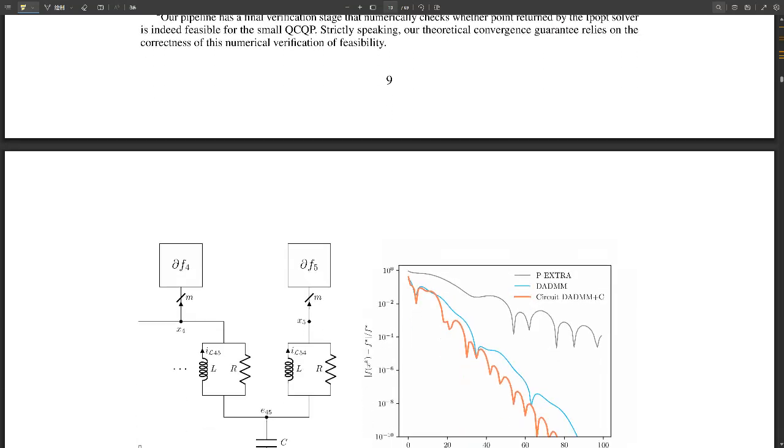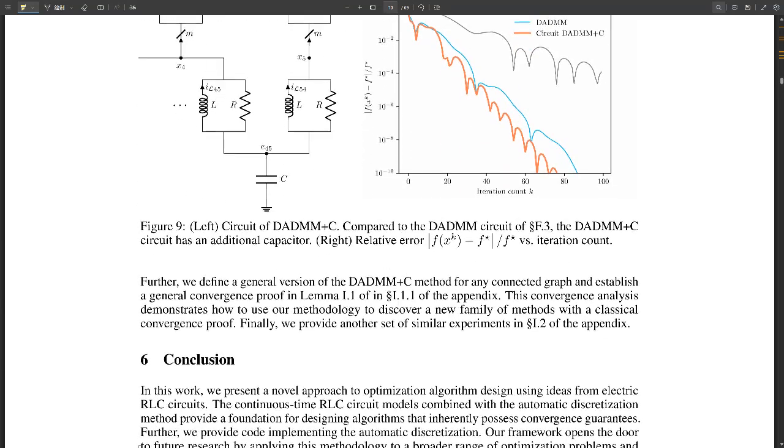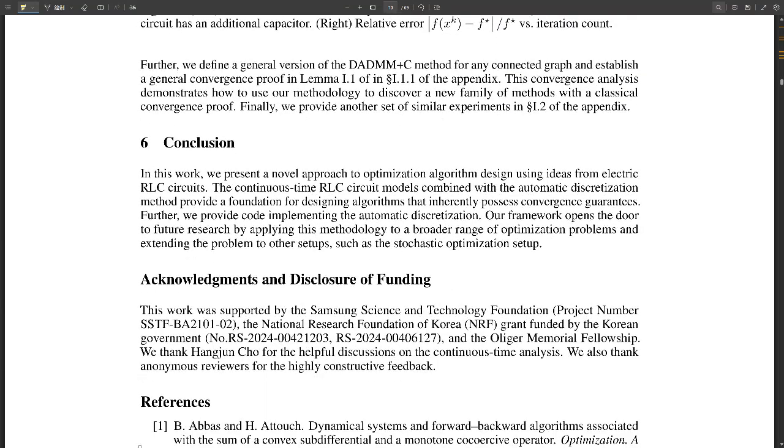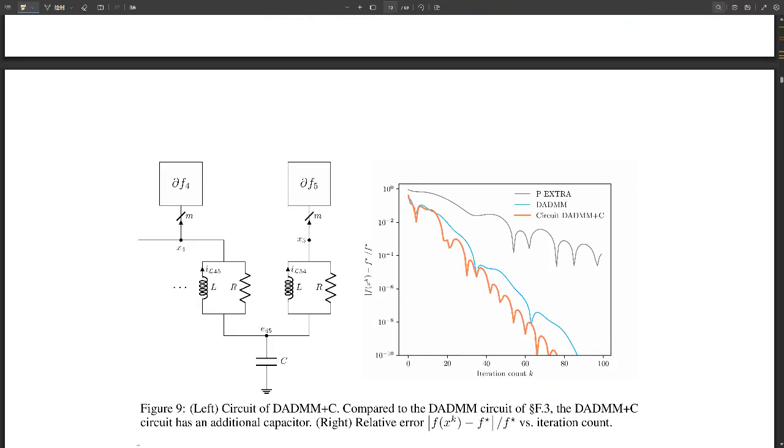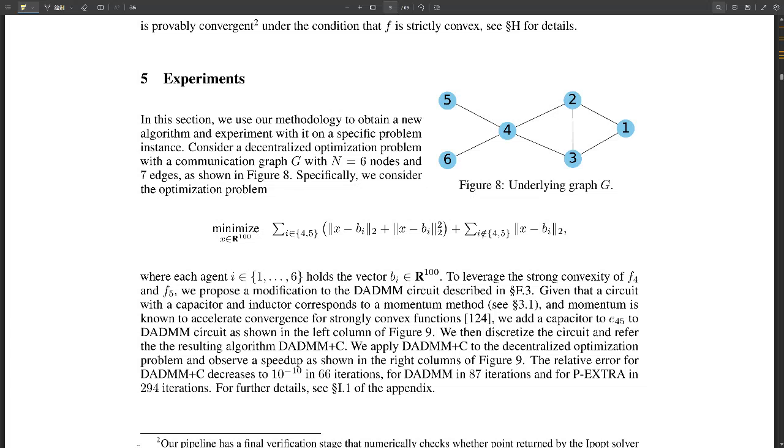Right, you mentioned that before. It's where you have multiple agents trying to find a solution together, but they can only communicate with their neighbors, right? You got it. And what's fascinating about DADM plus C is that it wasn't designed by just guessing or trying things out. They found it by systematically exploring circuits. Hold on, they didn't just turn an existing algorithm into a circuit. They used circuits to create a brand new algorithm.